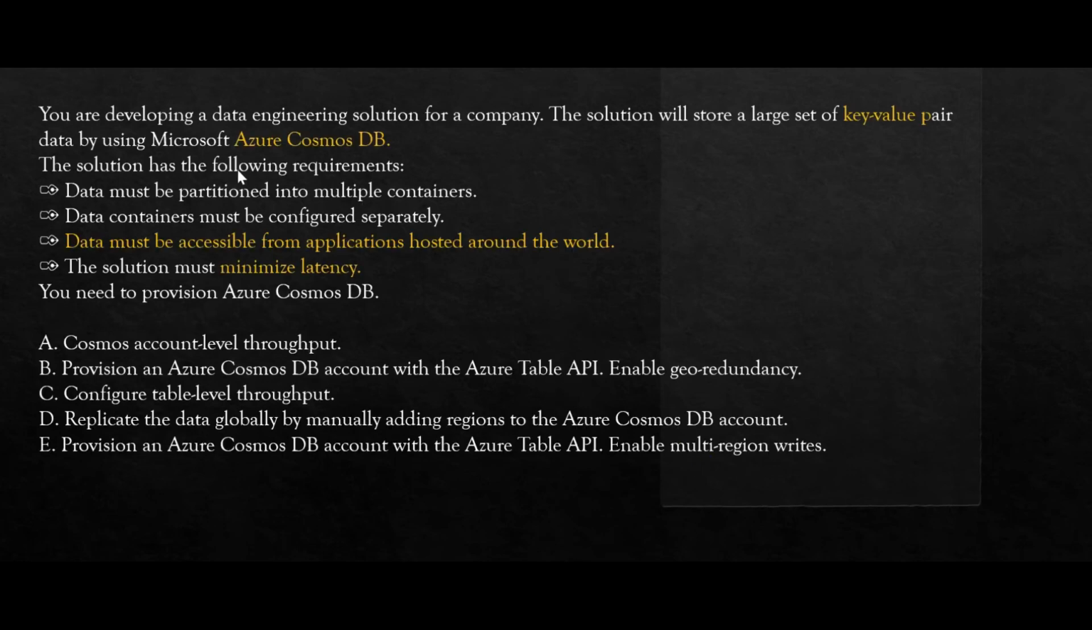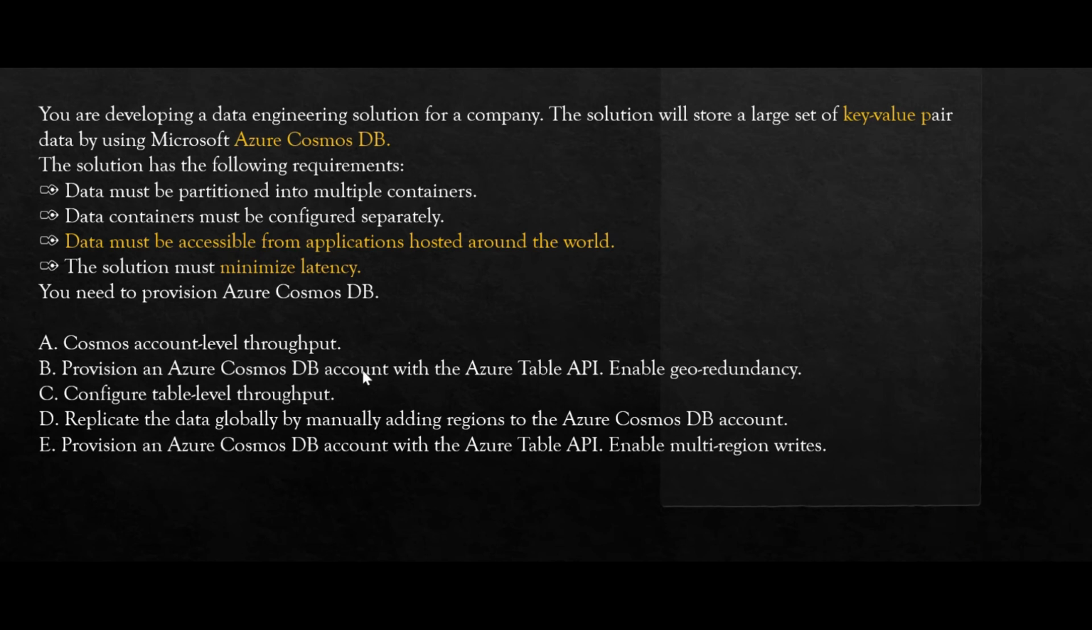Now let's switch to question number 14. So you may pause this video to read the question carefully. I have marked the keywords here. You can read this question and identify your own keywords. So basically you have a Cosmos DB implementation. The data is partitioned in containers. The containers are configured separately, and the data must be accessible from applications hosted around the world. Minimum latency. So these two are very important. The data should be accessed across around the world, and the solution must have minimized latency.